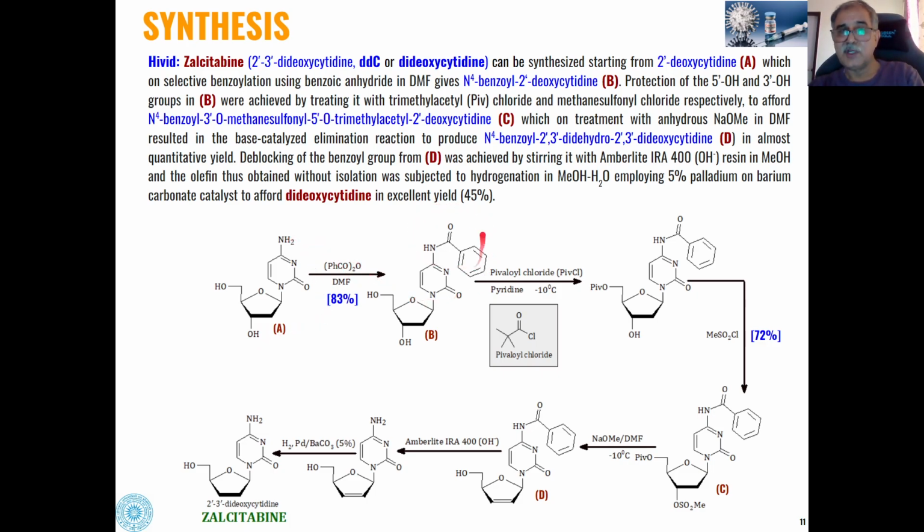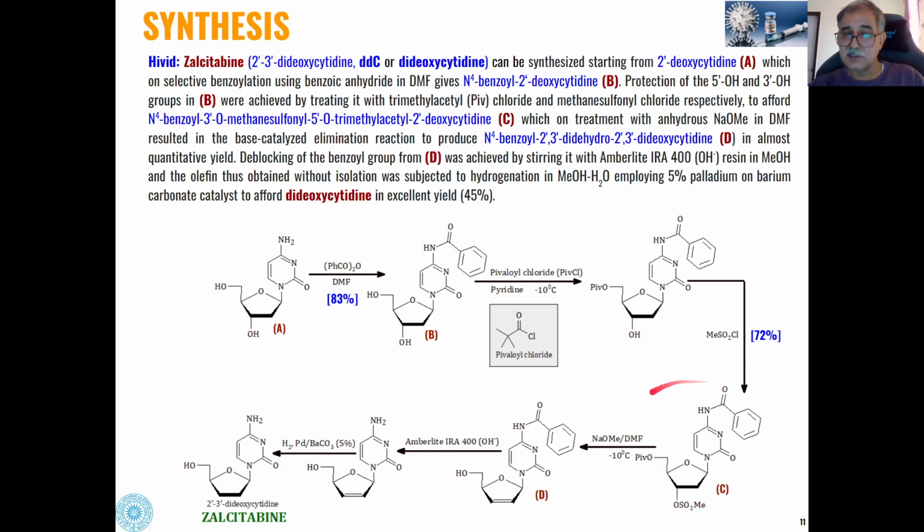When this N-benzoylated deoxycytidine is reacted with pivaloyl chloride in the presence of pyridine at minus 10 degrees centigrade, then the corresponding ester at this primary hydroxyl functional group will form. So pivaloyl ester will be formed. And in the next step, this reacts with methanesulfonyl chloride. So here the mesylate of this hydroxyl group will be formed.